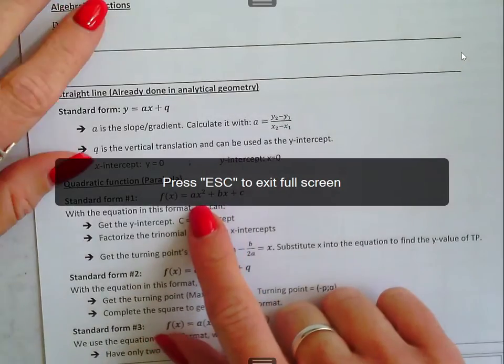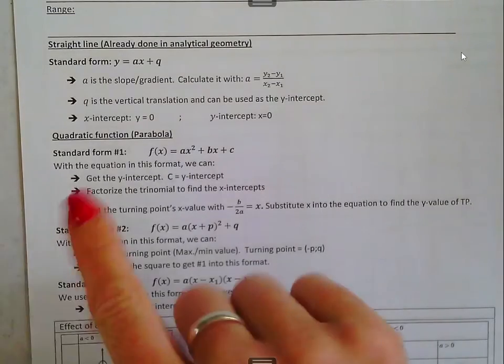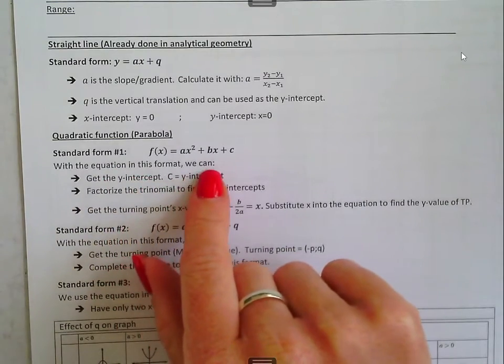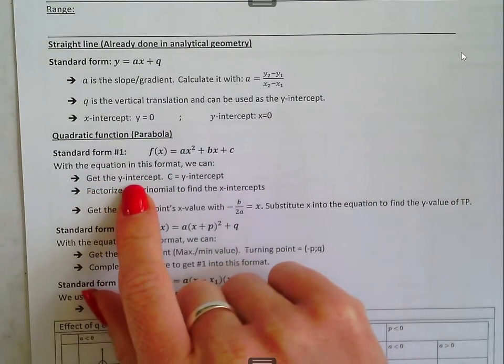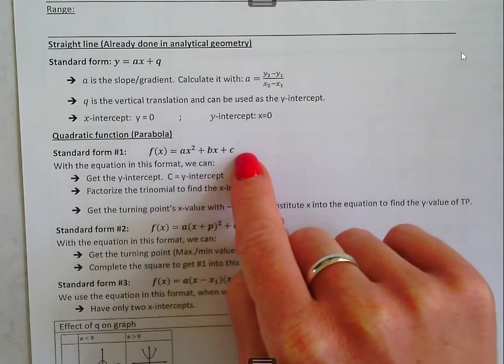So we have ax squared plus bx plus c. When you have the trinomial in standard form 1, with the equation in this format, we can get the y-intercept. The y-intercept will be c. You read it from the equation.